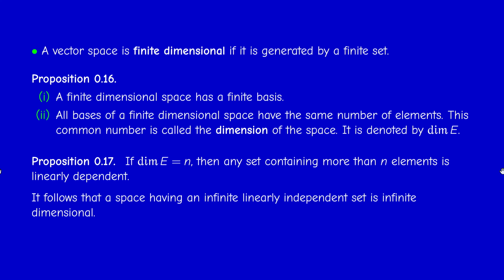So as a corollary, if a space has an infinite linearly independent set, as we shall give an example now, then the space is infinite dimensional. Or equivalently, if you can find arbitrarily large sets which are linearly independent, then the space is infinite dimensional. For example, if for every integer m, you can find a linearly independent set of size m, so finite, then the space is infinite dimensional. It's the same thing. Okay.